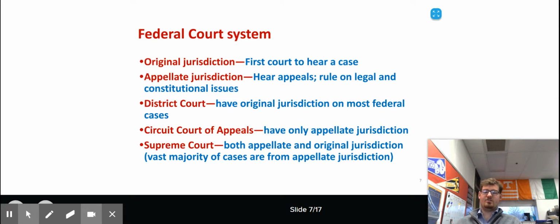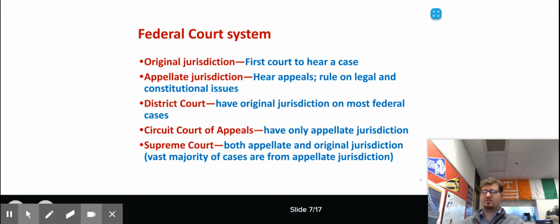In most cases, the Supreme Court gives original jurisdiction to district courts. All right. And so the United States is broken into many districts, all of which with their own court systems.